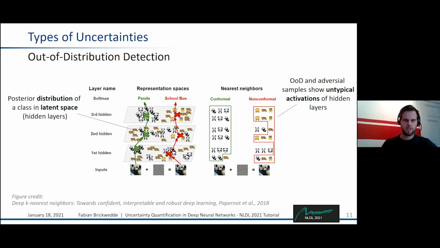Therefore, each class has a typical pattern of activations in the hidden layers, and this can also be modeled as distributions. In contrast to a data sample close to the training data, an out-of-distribution sample or also an adversarial data sample shows a very untypical pattern of activation. This is shown in this figure for an adversarial example of a panda. As you see in this example, even though the final classification of the adversarial attack is a school bus, if you look at the hidden layers, it looks like a mix of a school bus and a panda, as you can see in the right figure.